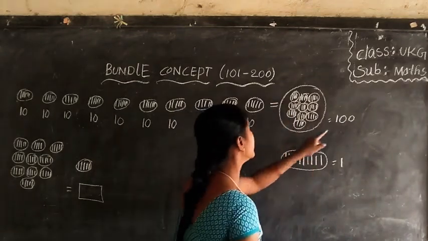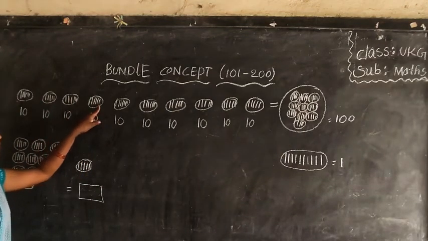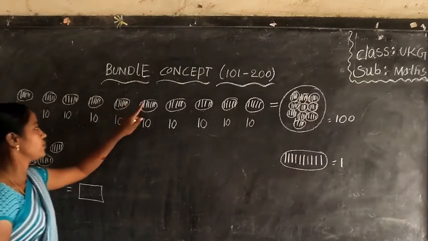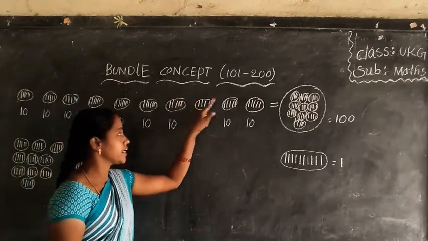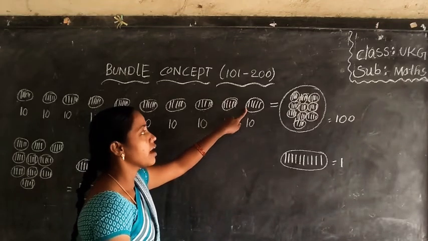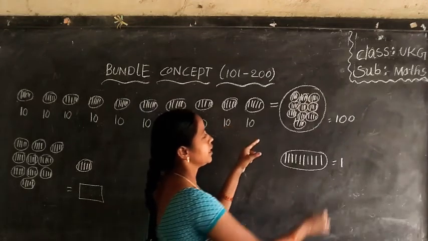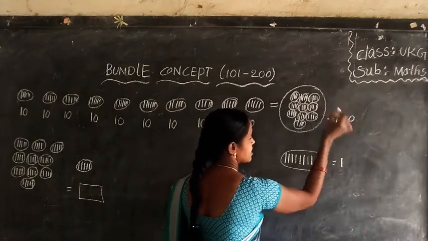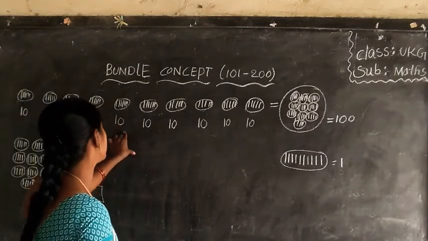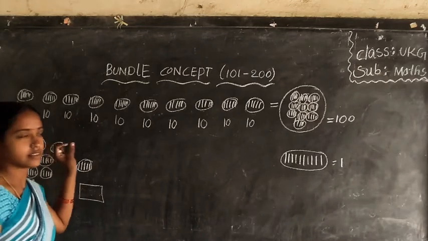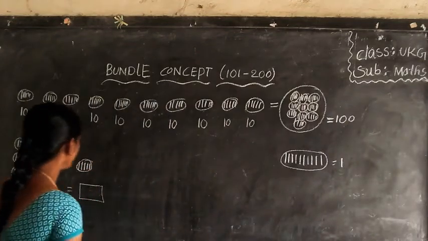Now write: 10 and 10 more 20, 20 and 10 more 30, 30 and 10 more 40, 40 and 10 more 50, 50 and 10 more 60, 60 and 10 more 70, 70 and 10 more 80, 80 and 10 more 90, 90 and 10 more 100. Here, how many sticks are there? Here, 100 sticks. How many bundles are there? 10 bundles. Each bundle has 10 sticks. Now write 100. Next.